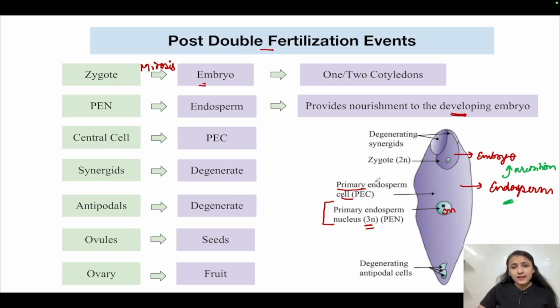The central cell, as already told, has converted into the primary endosperm cell because it now contains the primary endosperm nucleus. So automatically it is now called the primary endosperm cell.